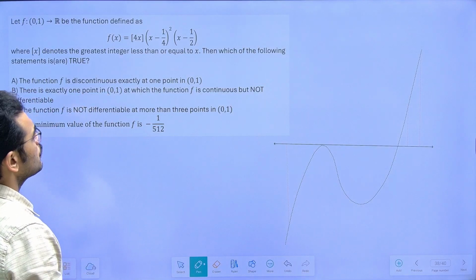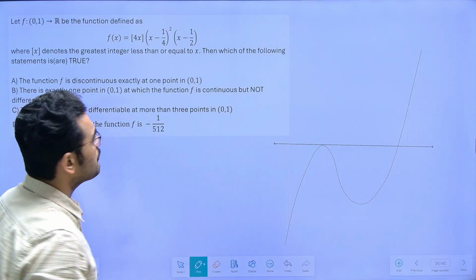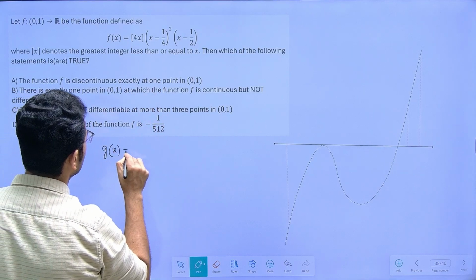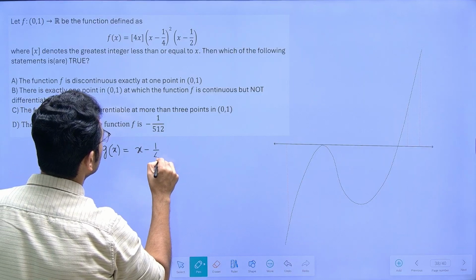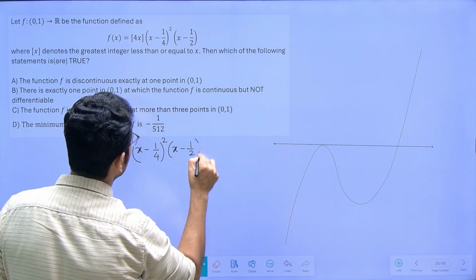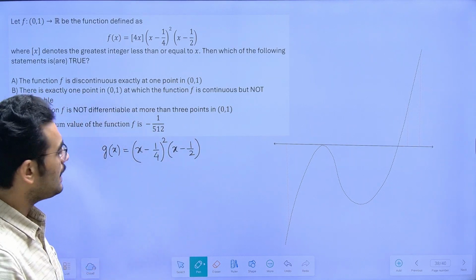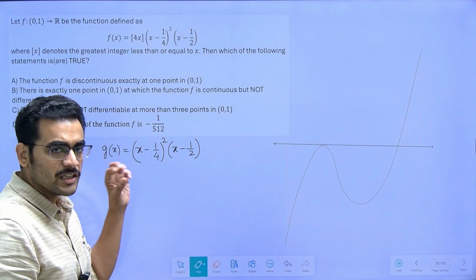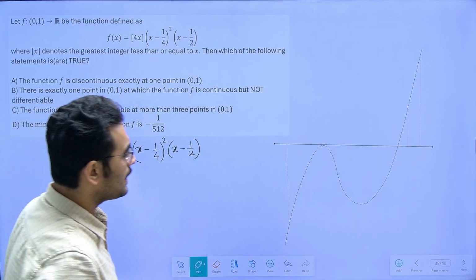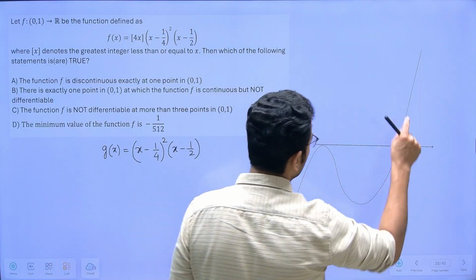So if we want to check the continuity and differentiability, let me first draw the graph of the function, say g(x) equal to the polynomial (x - 1/4)² into (x - 1/2). If we only concentrate on this polynomial, you can see that 1/4 is repeating 2 times as a root and 1/2 is a single root of the polynomial. So we can draw the graph of the polynomial something like this.